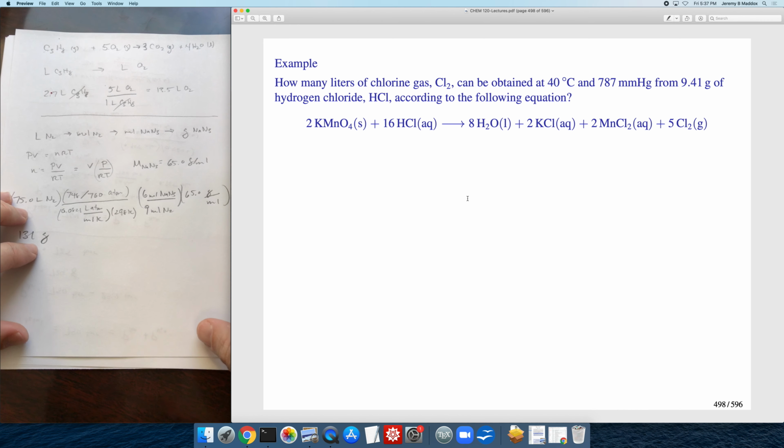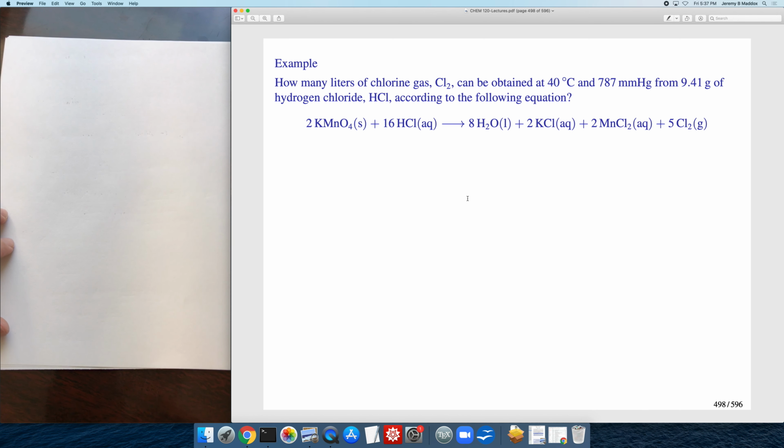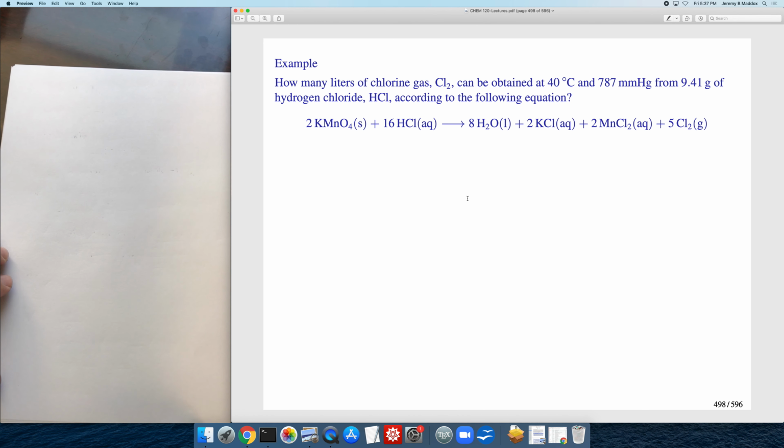Here we've got another of these gas stoichiometry problems. So I'm going to go ahead and do this one for you just for some practice. How many liters of chlorine gas can be obtained under these conditions from 9.41 grams of hydrogen chloride? So the hydrogen chloride is our reactant, the chlorine gas is our product.